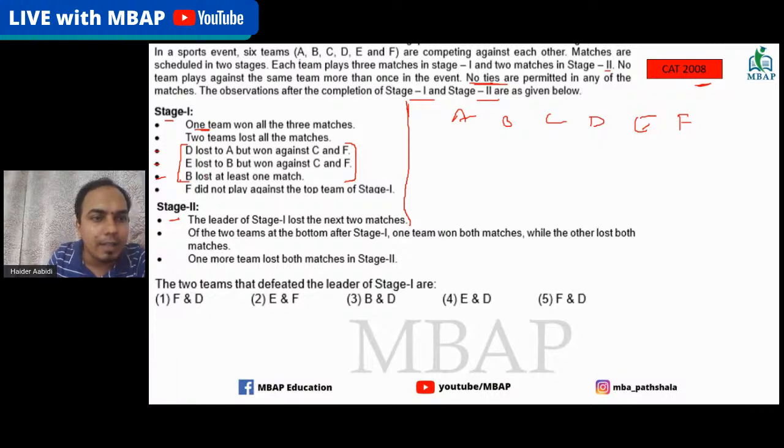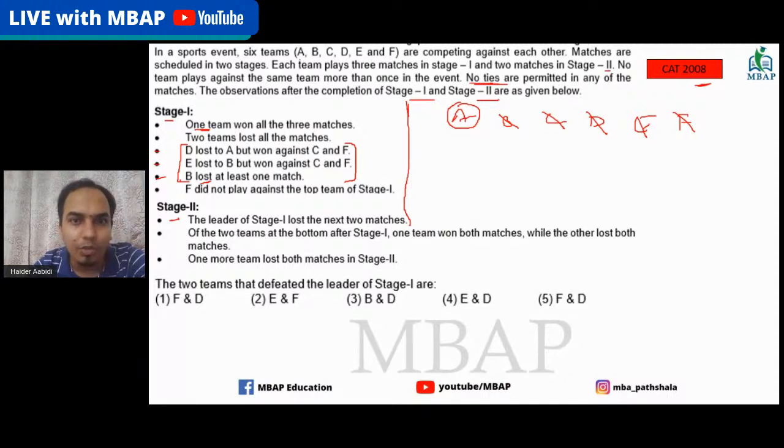I see that B has lost at least one match, so B is not that team. Over here I know that D lost to A but won against C and F. That means C and F are also out. Yes, I'm getting that answer from people now. Likewise, E lost to B, so E is also done. D loses to A. That means A is the team which has won all the matches. Great, this is how you find out.